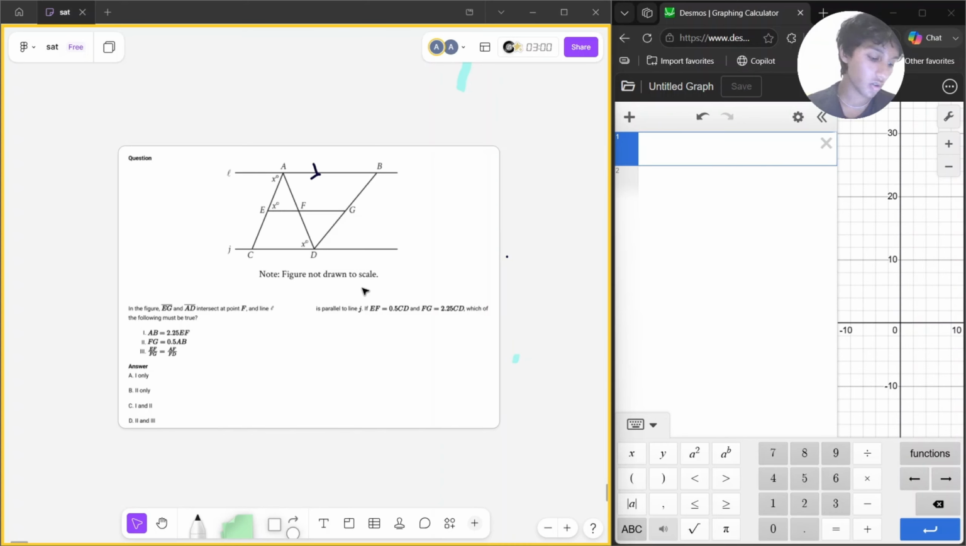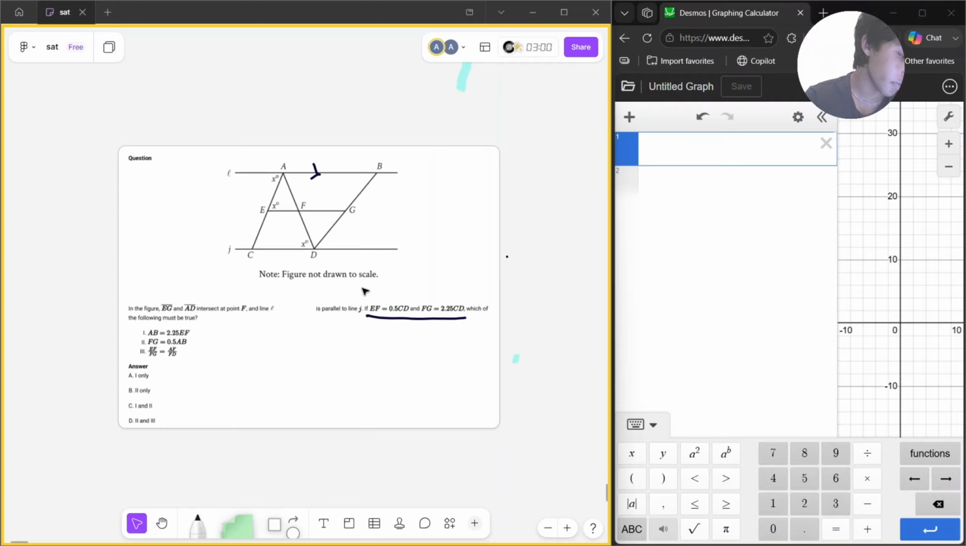Alright, so this is an absolute beast of a problem. Probably one of the hardest geometry questions we've ever gotten from College Board. Just take a look at it. In the figure, EG and AD intersect at point F, okay? And then line L is parallel to line J, and then we have all this extra information here, right? So, which of the following must be true? Let's take a look at this model.